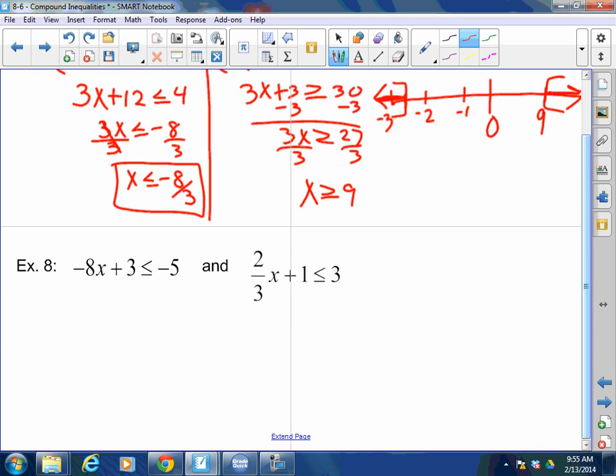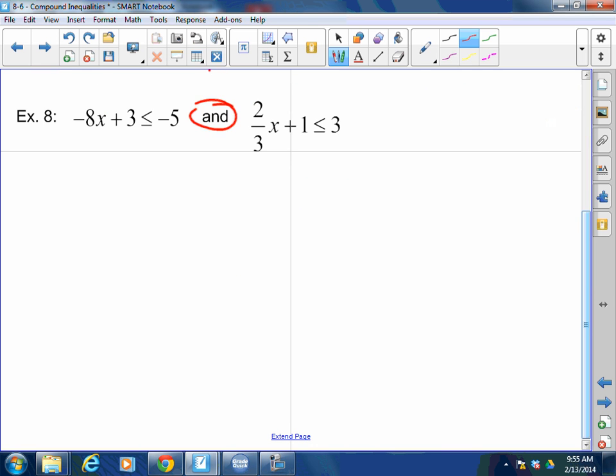Now, sometimes, this is very rare. This is rarely going to happen. But sometimes they're nice to you. And instead of giving you one compound inequality already, they'll give it to you with an and. Just remember, ands are intersections. So if you do an and and it looks like an or, you messed up. Excuse me. Let's do it.